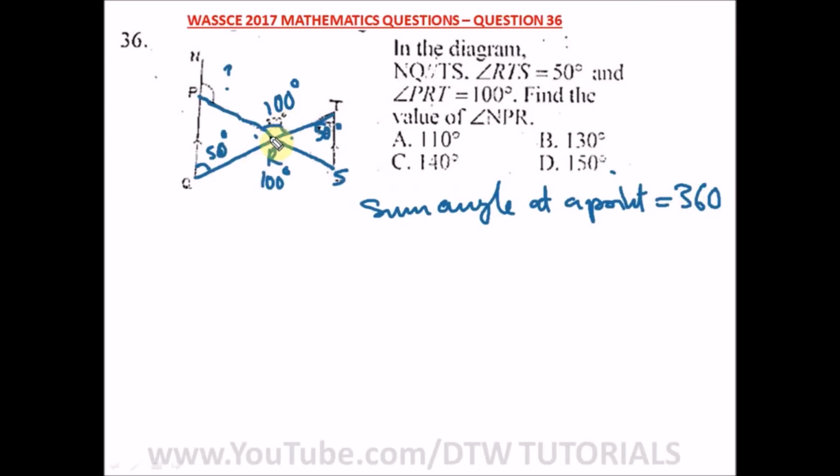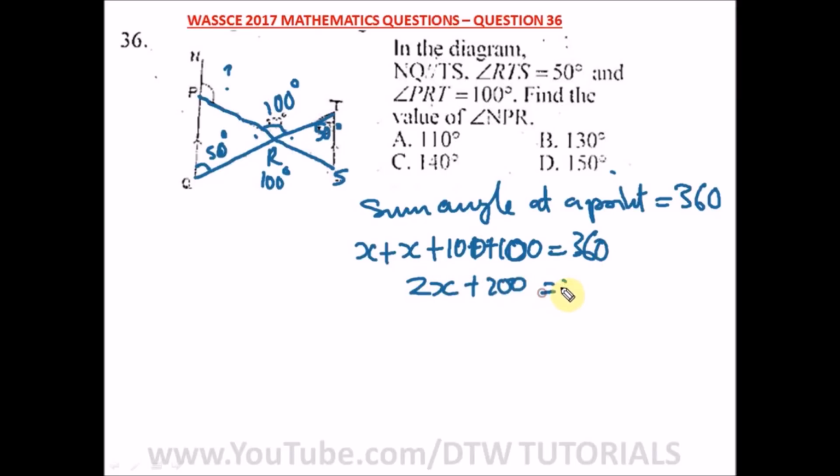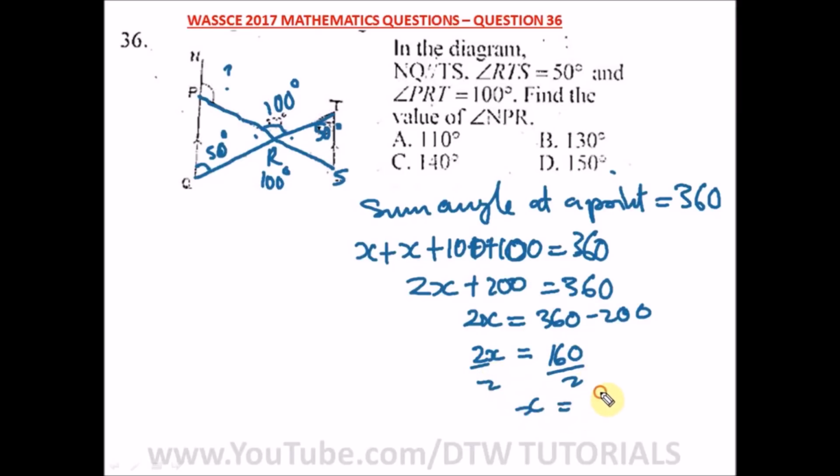360. So we have, this is 100, this is 100, and let's say this is x and this is x. So we have x plus 100 plus 100 is equal to 360. So we have 2x plus 200 equal to 360. Carrying 200 here, we have 2x is equal to 360 minus 200. That will be 2x is equal to 160. If you divide by 2, x will be equal to 80 degrees.